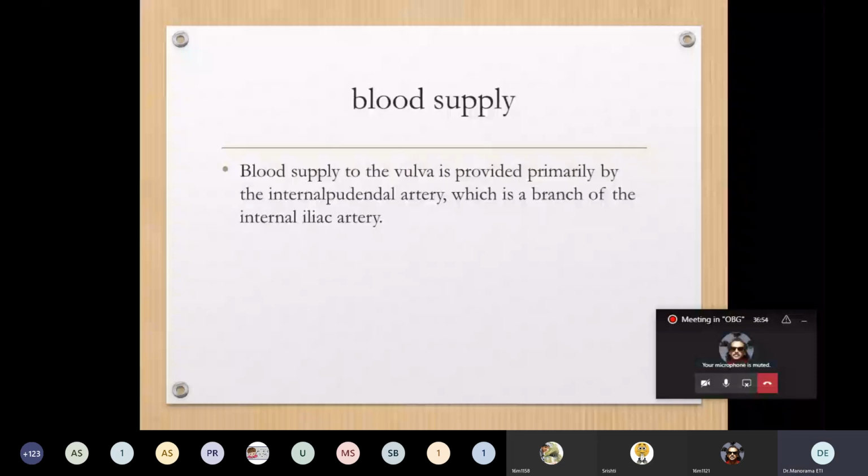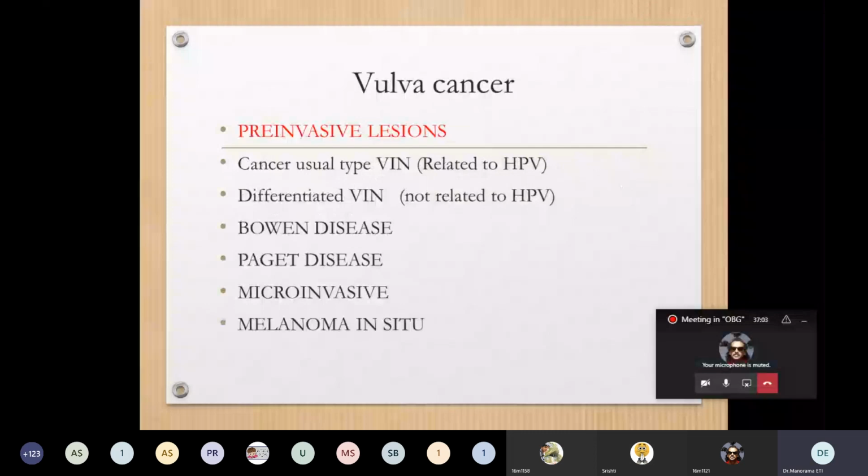So blood supply to the vulva is mainly by the internal pudendal artery, which is a branch of the internal iliac artery. So now coming to vulva cancer. We all know in cancer cervix it is divided into CIN and invasive cancer. The same thing is happening in vulva cancer also. So here we have something called pre-invasive lesion and then the invasive vulval cancer.